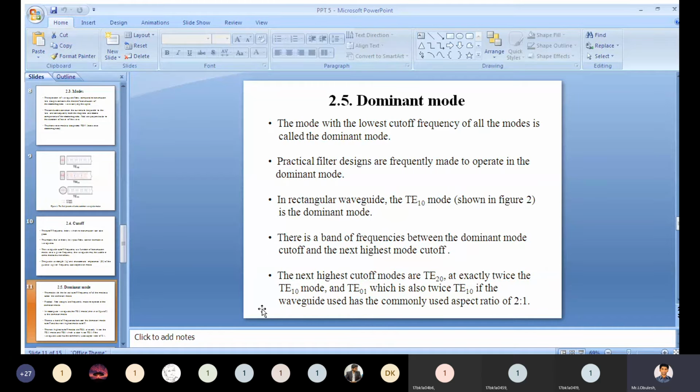This is the dominant mode. From this slide, you need to remember the dominant mode of TE and TM. TE is the 10. From the TM, you need to remember TM 11.